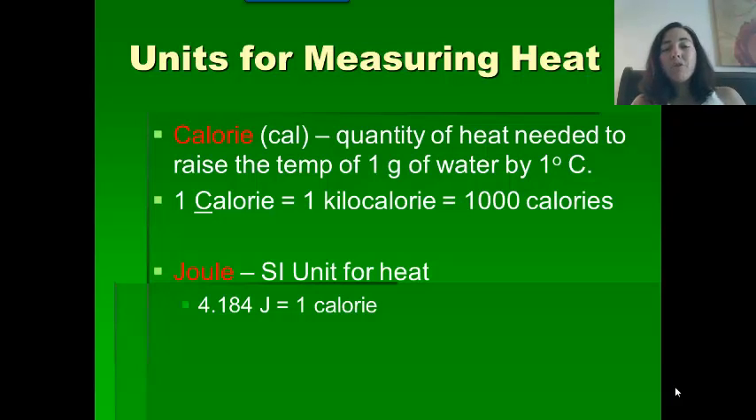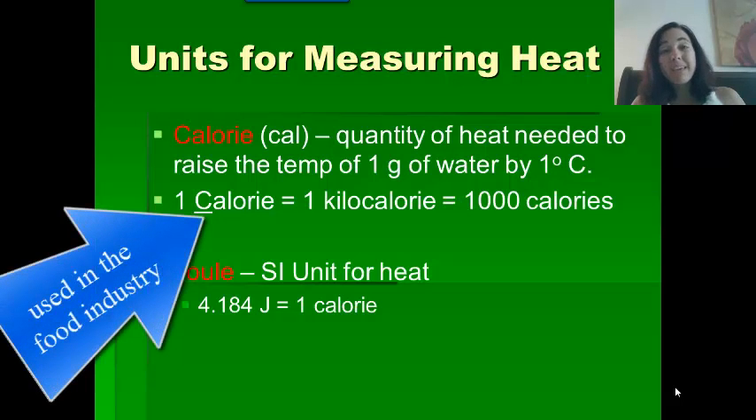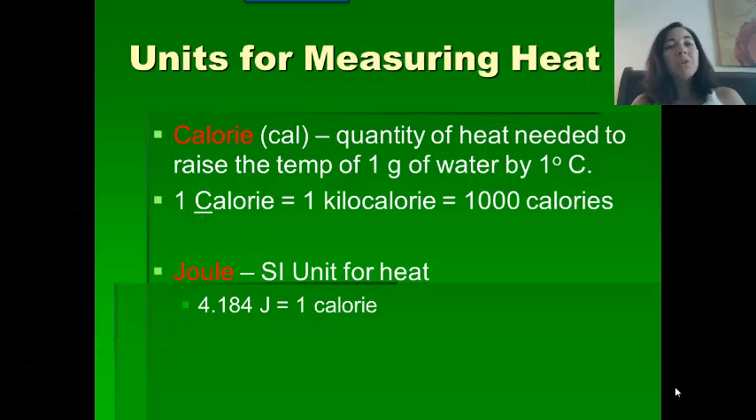The food industry uses what I call big calories, or capital C calories. That's actually in the metric system a kilocalorie. So when you eat the 100-calorie snack pack of chips or peanuts, you're actually eating 100,000 calories to a chemist.